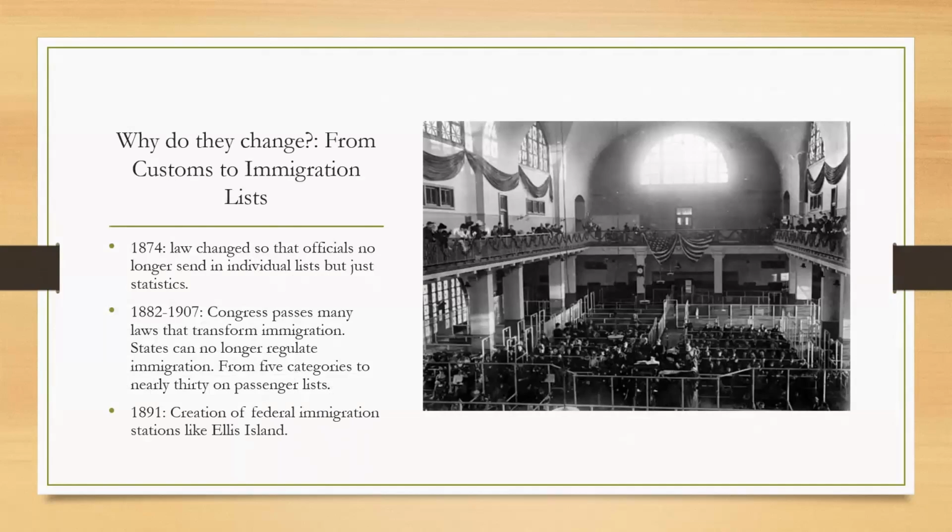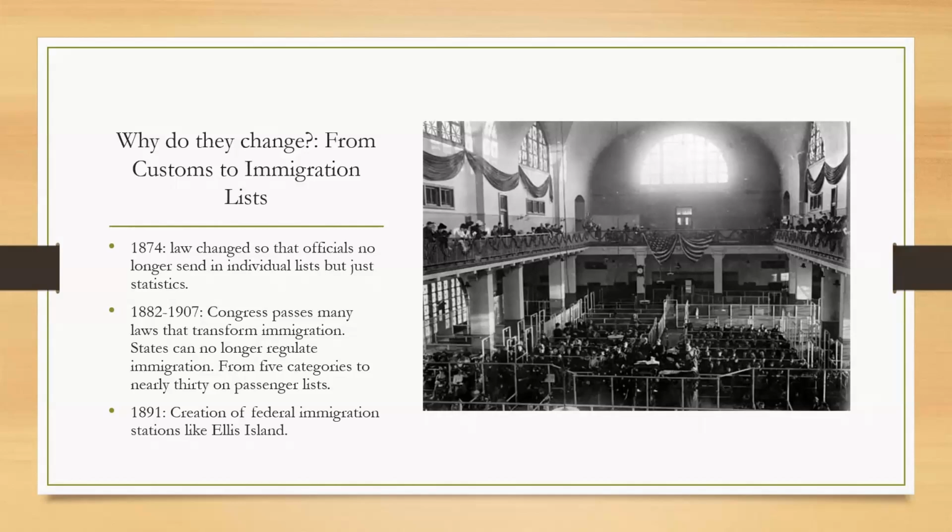Why do they change from customs to immigration lists? In 1874, the law changed so that officials no longer had to send in individual lists to the State Department, but just statistics, in the same way that by 1832, they didn't have to send full transcripts to Congress.